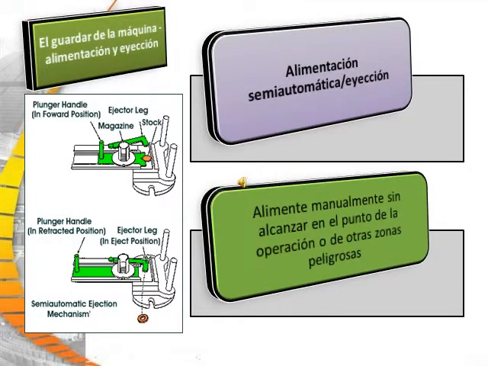The semi-automatic feeding and ejection mechanism will manually feed without reaching into the point of operation or other danger zones. Here you can see the plunger handle, the ejector leg, the stock, the magazine. The bottom depiction shows the plunger handle, the ejector leg, and the semi-automatic ejection mechanism.